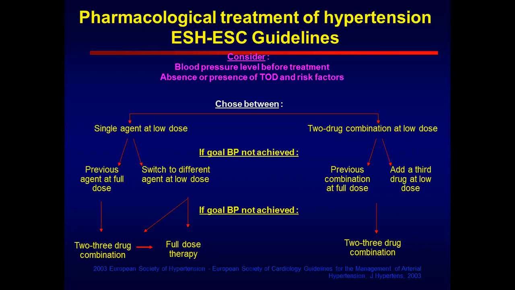Because if we agree that hypertension is an asymptomatic disease, then if you give the patient a drug that makes him symptomatic, that is very illogical, and the patient might become non-adherent to the treatment and leave it.